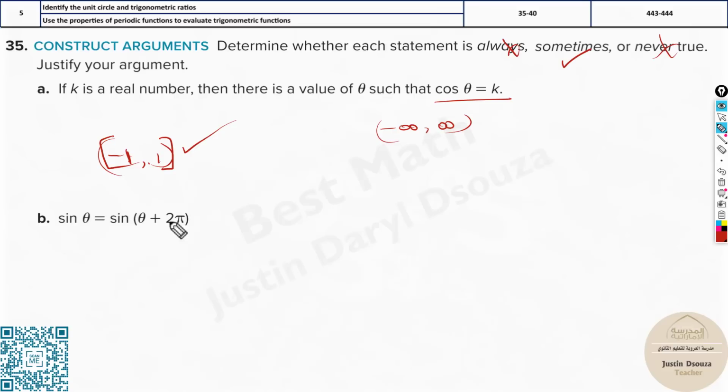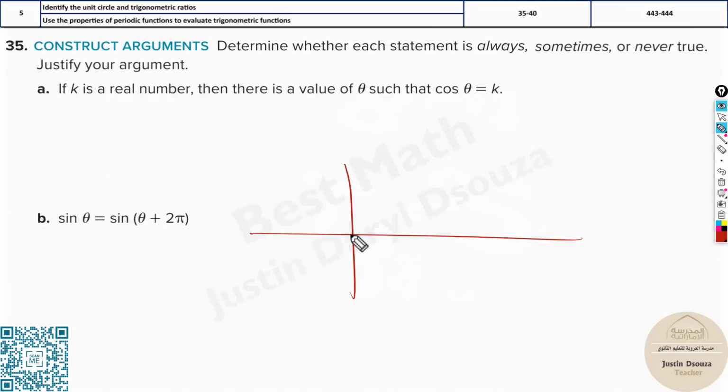Now sine theta is equal to sine of theta plus 2 pi. What is the sine theta graph? It starts from 0 and it keeps on going. It's 0, pi, this is 2 pi, and it starts repeating. Now if I continue it further, if I go over here, the 4 pi, see 0, 2 pi, 4 pi, all are same.